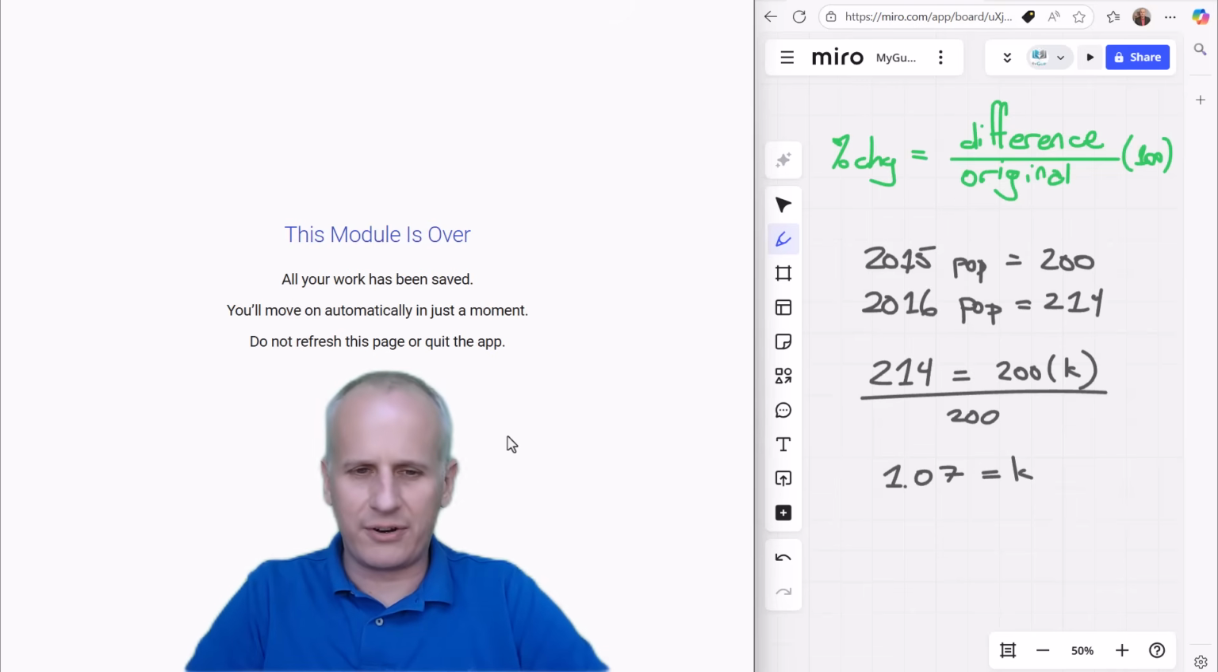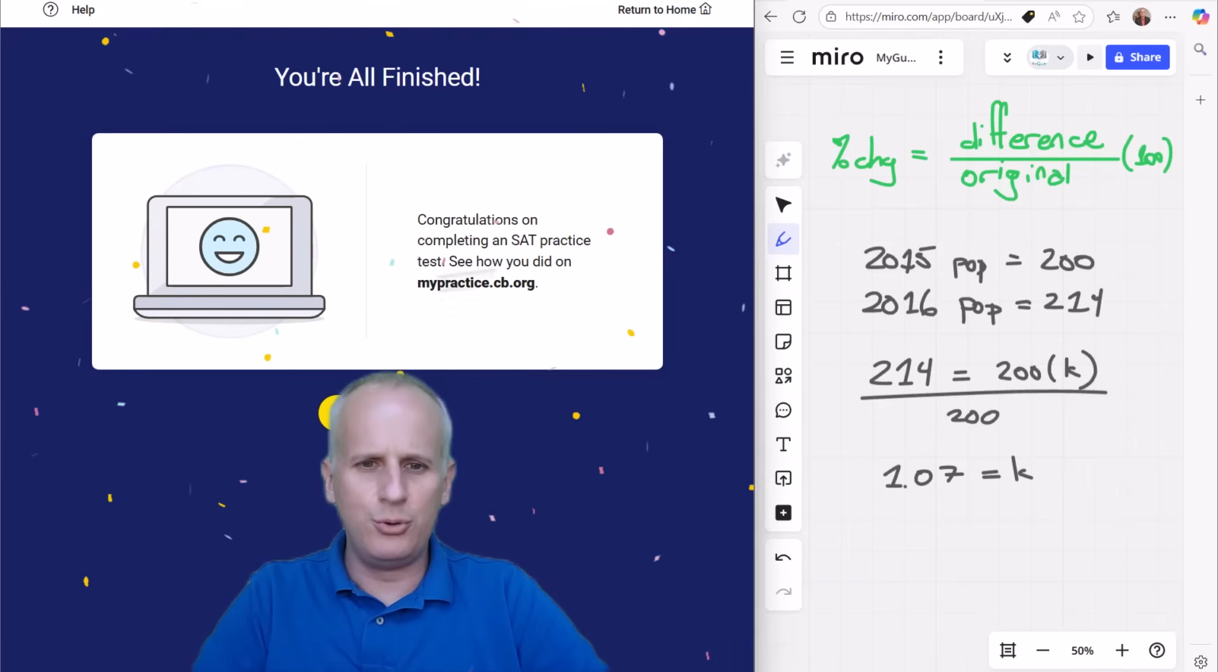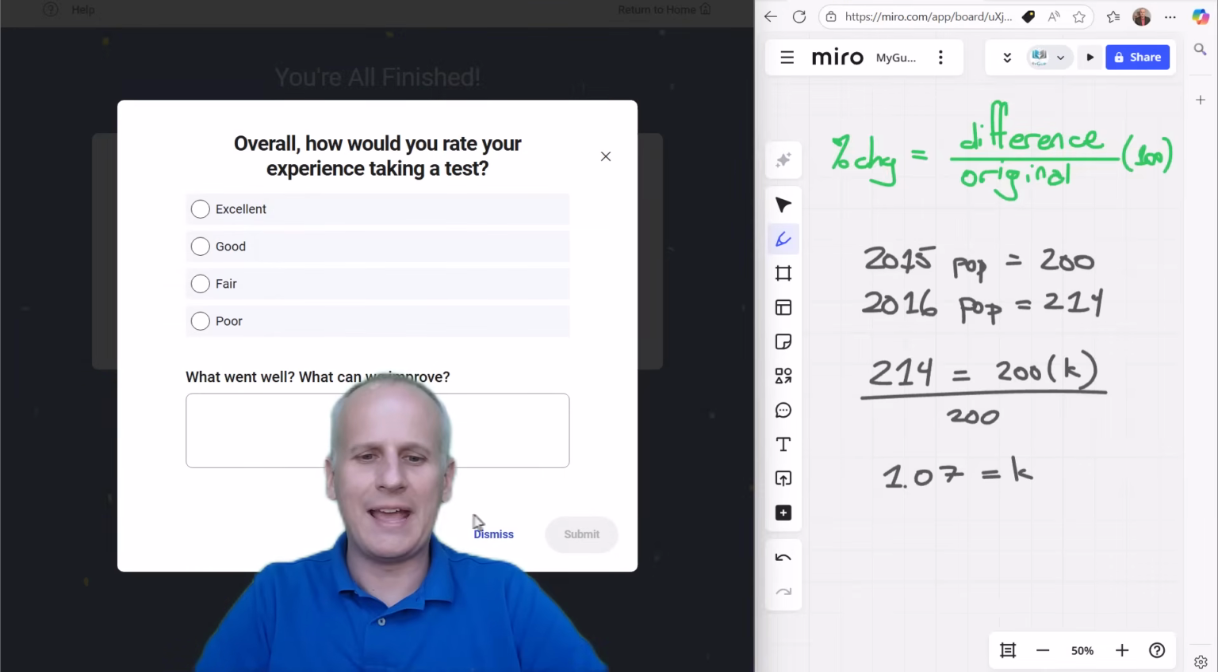The module will be over. Everything will be saved. And once it's done, it's going to tell you to hang out with the app for a moment because it's going to upload to mypractice.cb.org. If you can't find anything, it probably means that you didn't complete that process and you'll just have to go into Bluebook and do it one more time.